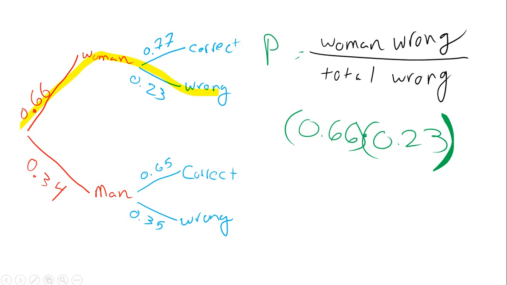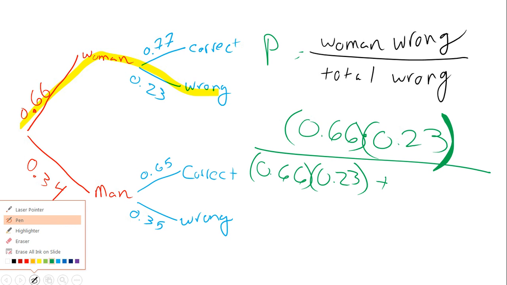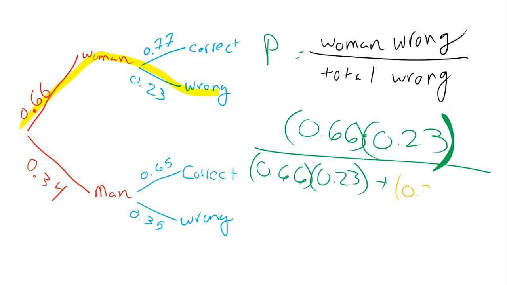And now we have to find, okay, well, out of all the samples, what's the percentage that it could be wrong? So we have to look at the men samples that were guessed incorrectly and the woman samples that were guessed incorrectly. And so on the bottom of this, we would want to take this part, 0.66 and 0.23, which would be our first one. And then we would add that to the probability for the men, which would be a 34% chance that it's a man's sample, and then a 35% chance that a man's sample is incorrect.